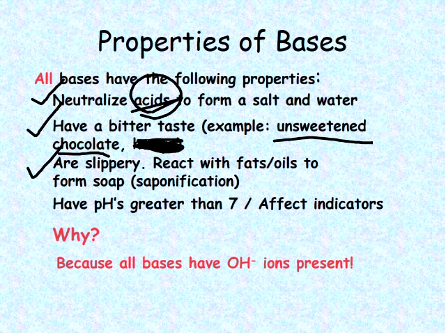Also, very slippery. All right? And it reacts with fats and oils to form soap. By the way, a lot of your soaps are bases, okay? That's why it cleans you and things like that. It helps remove acid type stuff from your body. The pH level is greater than 7. Okay, so 7 is neutral, greater than 7. So far, so good?